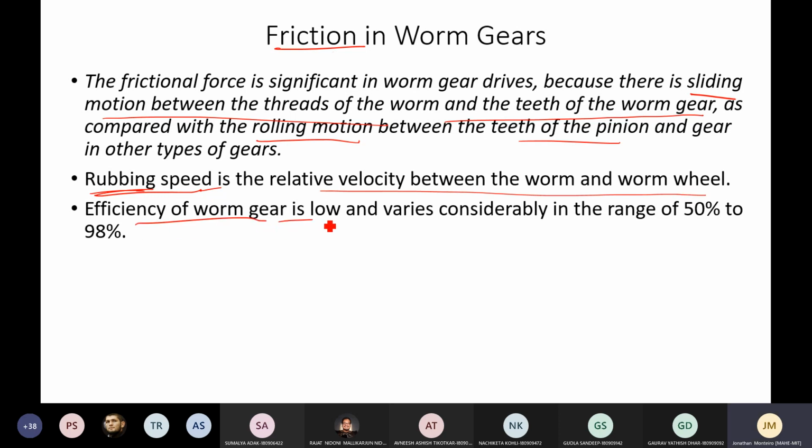When you talk about the efficiency of the worm gear, it's low, 50% to 98%. Of course, 98% is achieved with a large amount of lubrication and some new kinds of materials and so on. But usually for an open case where a large amount of lubrication is not available, very crude applications, very big applications, we would say that the efficiency is just around 50%.